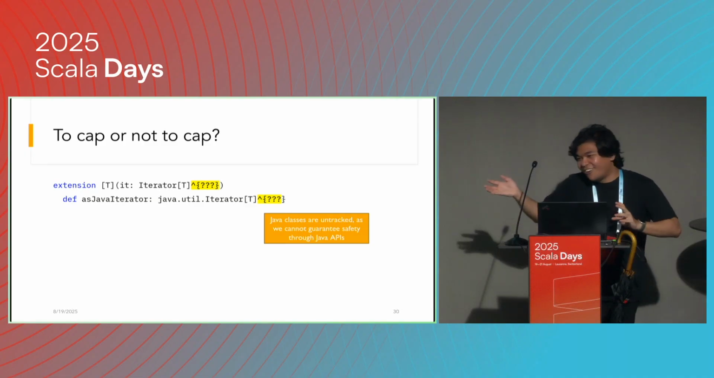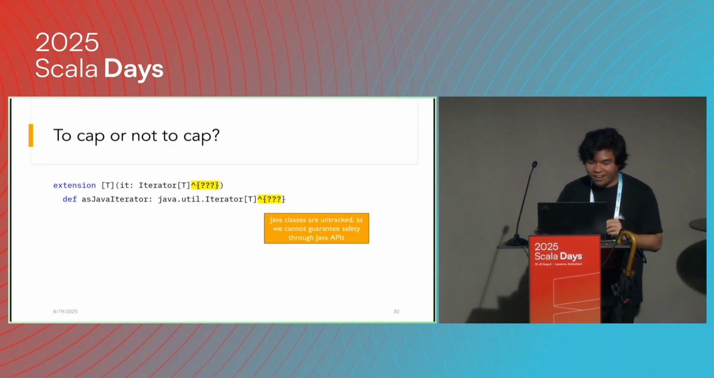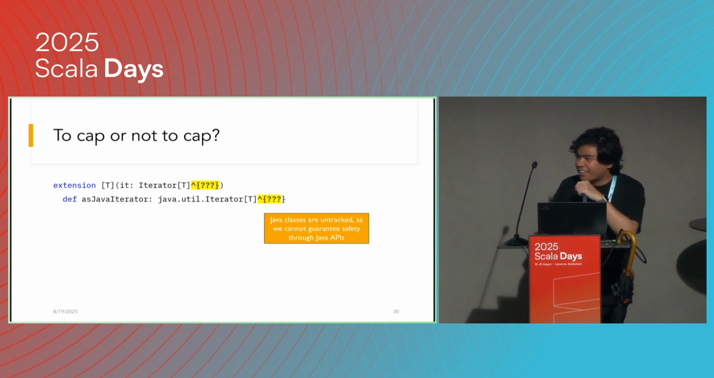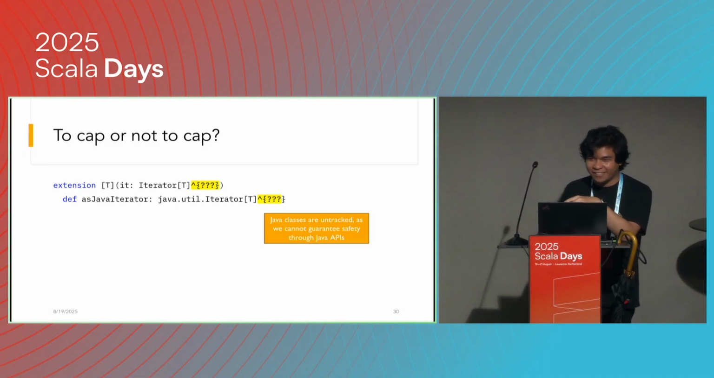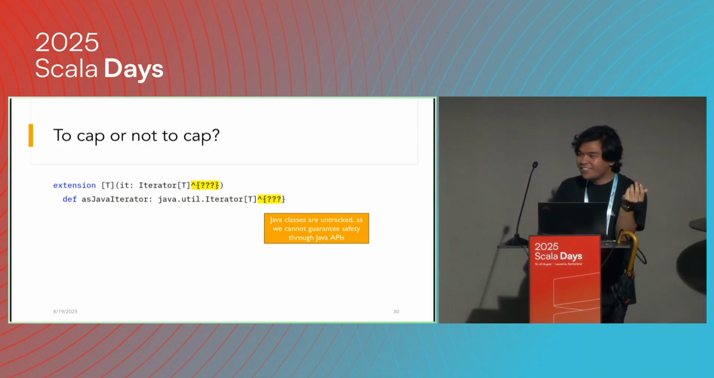Okay, now this is a real question. We have this thing that takes an iterator and turns it into a Java iterator. Java things are untracked because we can't put capture checking into Java, unfortunately. So we can't put a capture set on the Java iterator. What should we put for our own iterator instead? Well, it should be empty, right? Because you return something that's untracked.